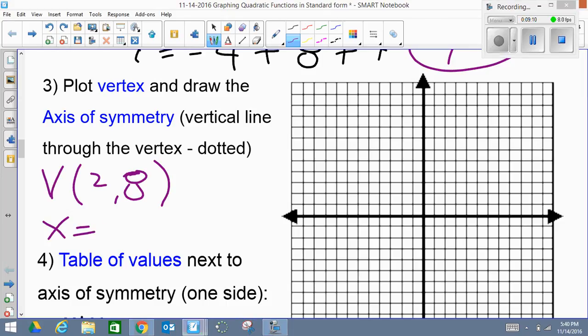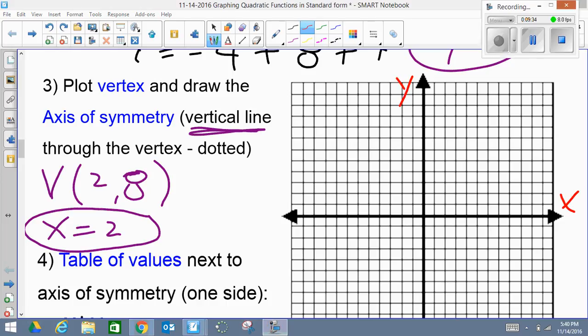The axis of symmetry was x equals 2. Now the axis of symmetry is a vertical line. Oh, I have it here: vertical line that goes through the vertex. Okay, so let me plot first of all the vertex, which is 2, comma, 8. This is the x-axis, and the vertical one is the y-axis. So I'm going to go 2, comma, 8. So 2 to the right, and then up 8: 1, 2, 3, 4, 5, 6, 7, 8.